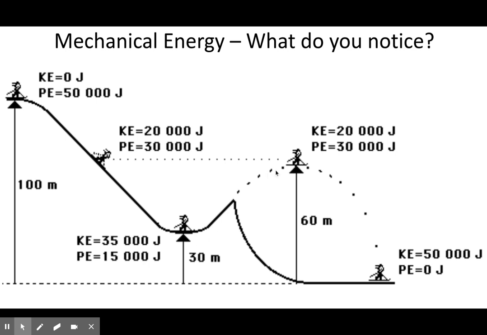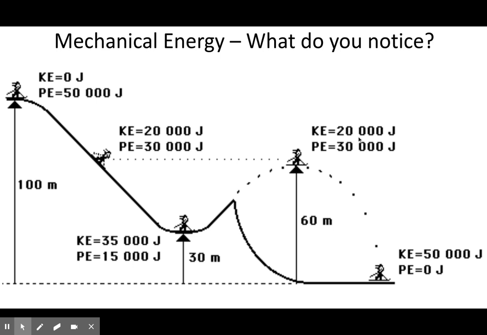Then the person jumps up off the ramp. They've gained height. So their potential energy, and actually, if you look at the diagram, they went from 30 to 60 off the ground. So their gravitational potential energy also doubled. It went up to 30,000. But gravity's starting to grab hold of them, and at the top of the jump, they're not moving as fast, and so they're down to just 20,000 joules of kinetic energy.